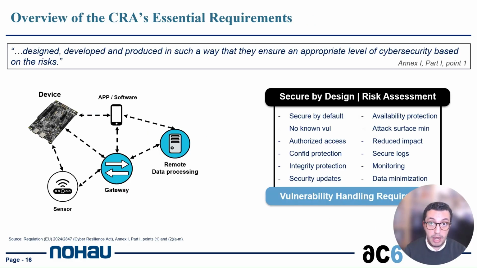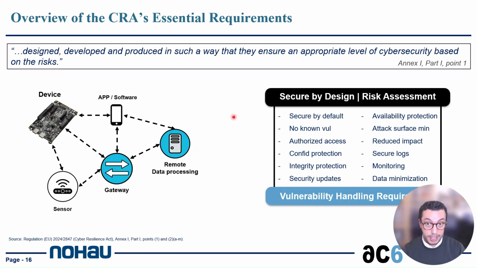So here we are going to try to turn Annex 1 into something engineers can actually use. The idea is simple: treat the CRA essential requirements as a design-time checklist. So we start from the product risk assessment: device, sensor, gateway, app, and remote data processing. By the way, they are all part of the PDE, so they all must meet Annex 1.